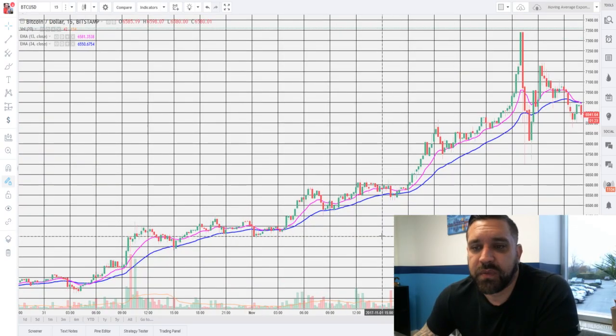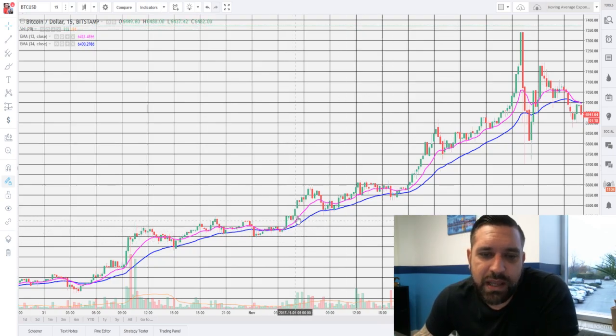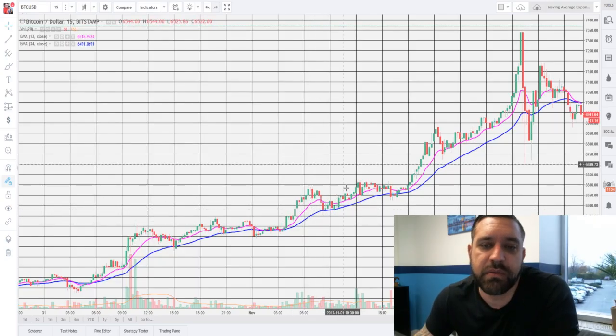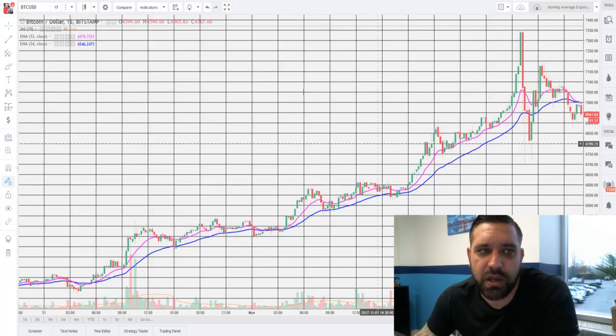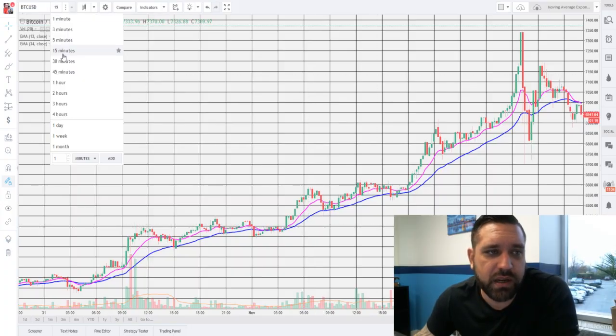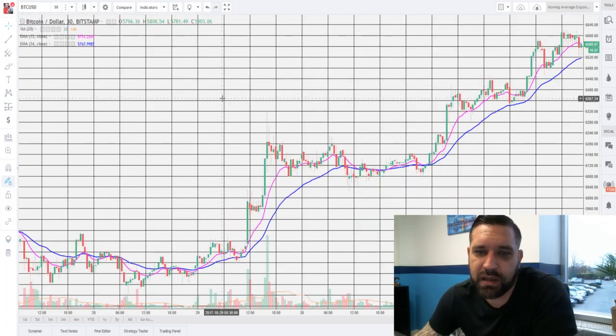Now, and honestly, time. When the lines are very close together, this could go anywhere. This could come together, this could spread apart. I mean, you never really know. So that's on a 15-minute chart. Let's look at a 30-minute chart, which is actually what I tend to use.